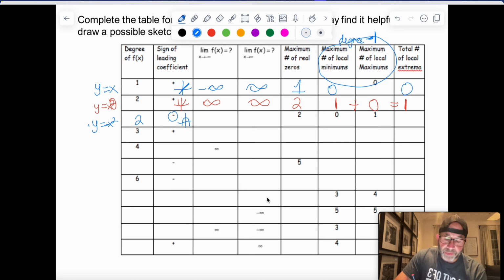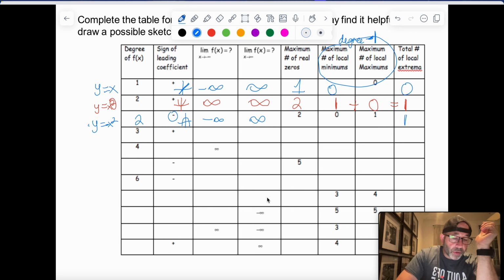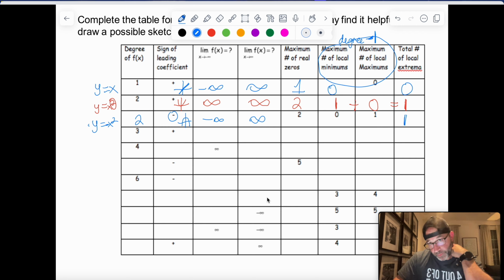As my graph goes left, it goes down. As my graph goes right, it goes up. There are 2 maximum zeros for this. Obviously, if the graph looks like this, there's going to be no minimum. There's going to be 1 maximum, and there's a total of, at most, only 1 extremum. All right, let's continue on.